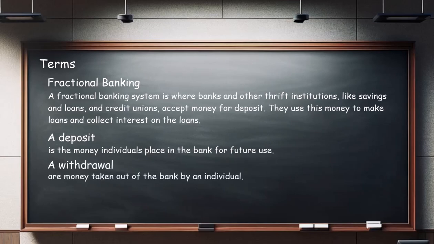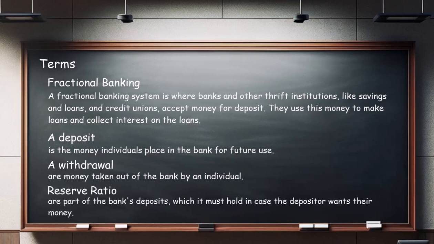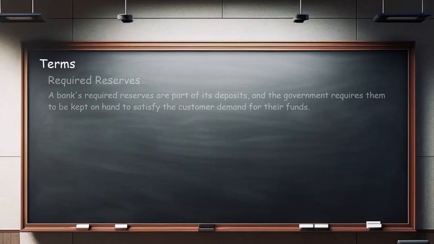The reserve ratio is the ratio of required reserves to deposit. Problem statements represent the reserve ratio as a decimal, a rational number, or a percentage. If the problem statement represents the reserve ratio as a percentage, divide the percentage rate by 100% to get the decimal rational number. A bank's required reserves are part of its deposits, and the government requires them to be kept on hand to satisfy the customer demand for their funds.